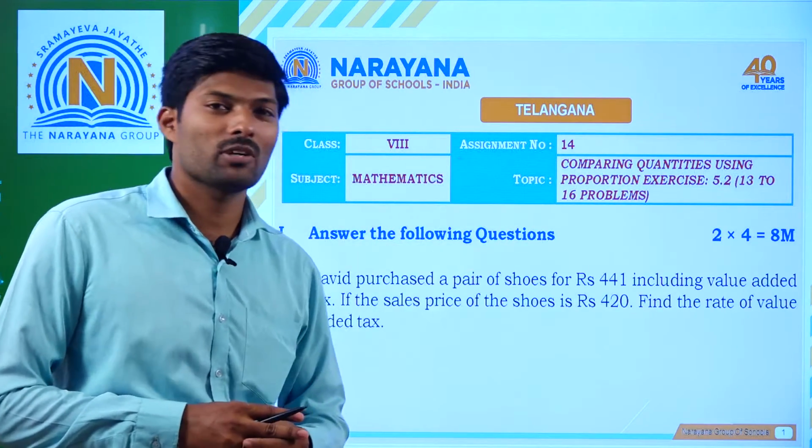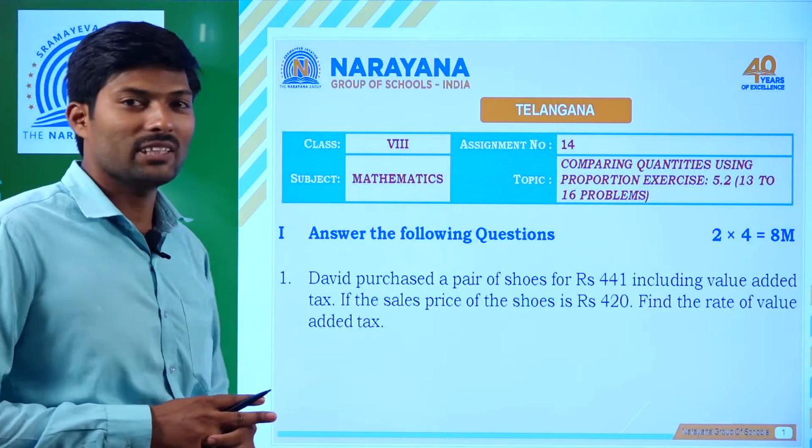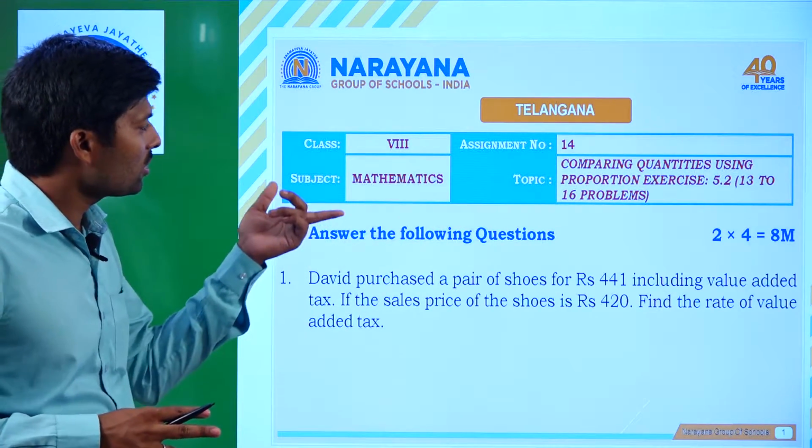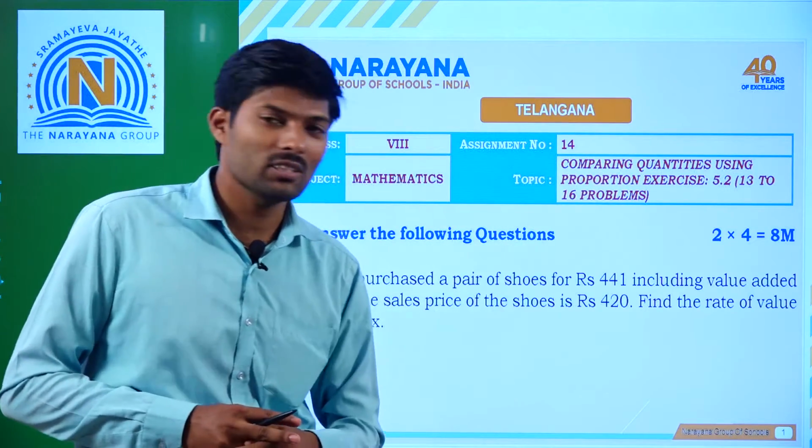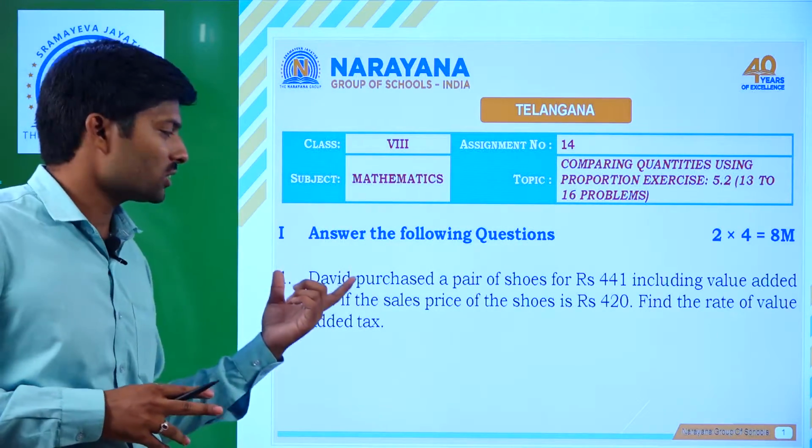Today I am going to explain assignment number 14 from 8th class. Let us see what the topic of this one is. This is comparing quantities using proportions. So, let us see the first assignment question.